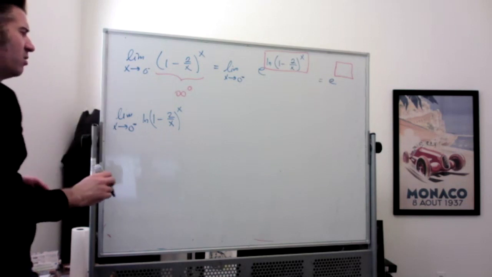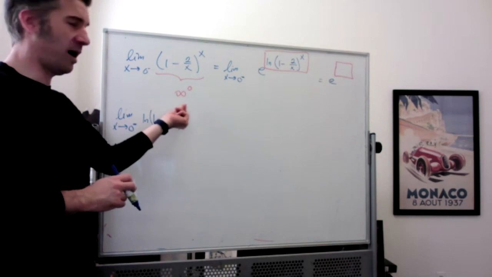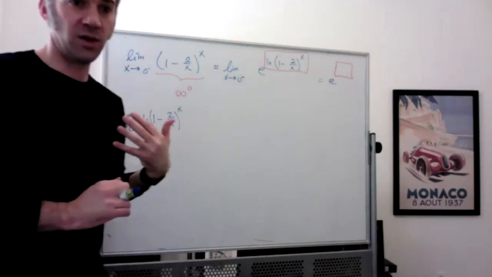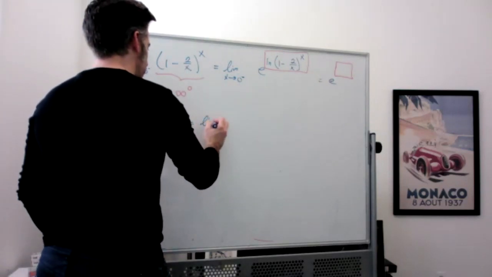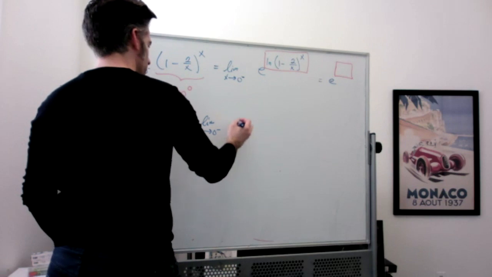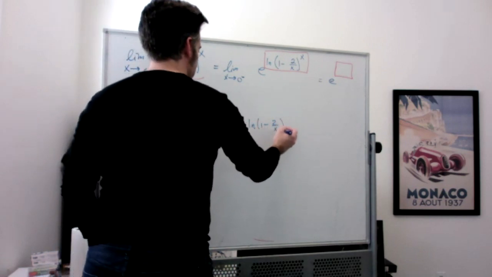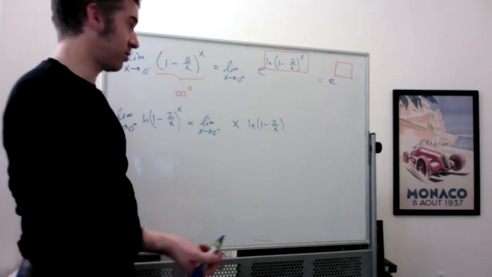All right, so when you've got this natural log of some stuff to a power, the whole reason we took the natural log over here as e to the natural log was so that we could bring down the power. And we're always going to bring down the power. So we have an x times the natural log of 1 minus 2 over x. And then I'm going to bring down the x below as its reciprocal.